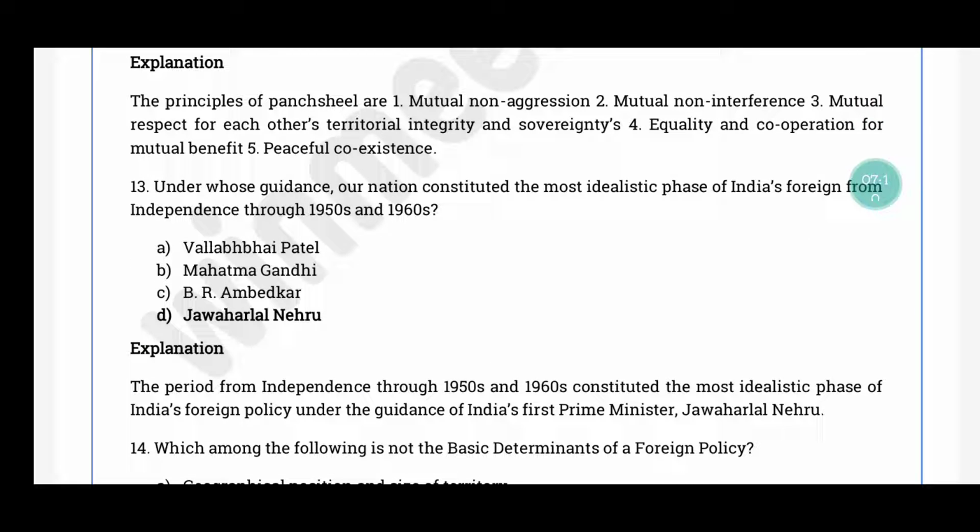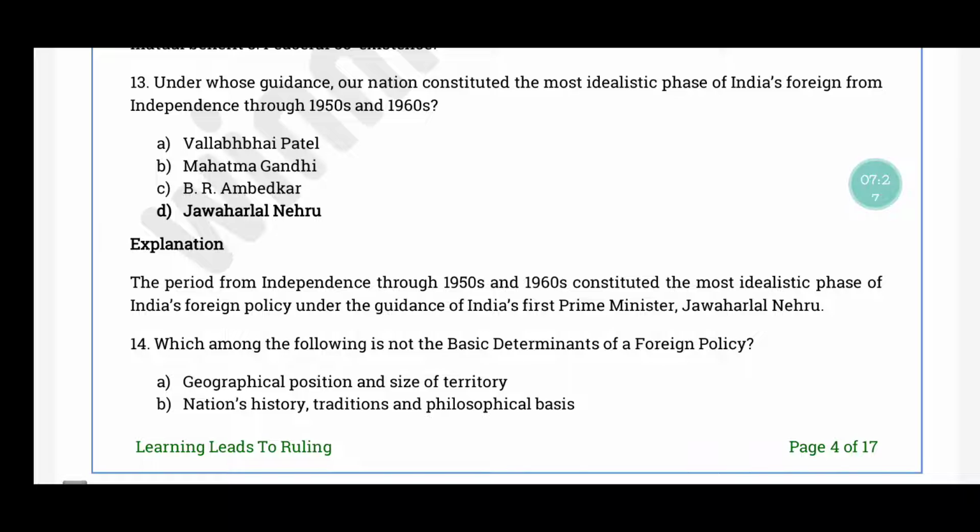Question number 13. Under whose guidance did our nation constitute the most idealistic phase of India's foreign policy from independence through the 1950s and 1960s? The correct answer is option D, Jawaharlal Nehru. The period of independence through the 1950s and 1960s constituted the most idealistic phase of India's foreign policy, and it was under the guidance of India's first Prime Minister Jawaharlal Nehru.